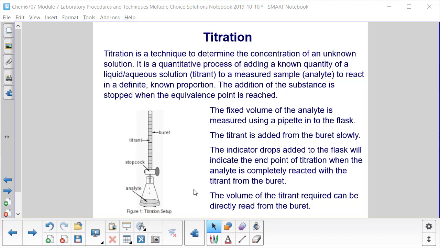The titrant is added very slowly. We use indicators, colored indicator drops added to the flask, that will indicate when the end point of the titration is, so that we know when the analyte is completely reacted with the titrant, or that point at which the moles of analyte equals the moles of the titrant. The volume of the titrant then required can be directly read from the burette and used to tell us what the concentration of this analyte is.